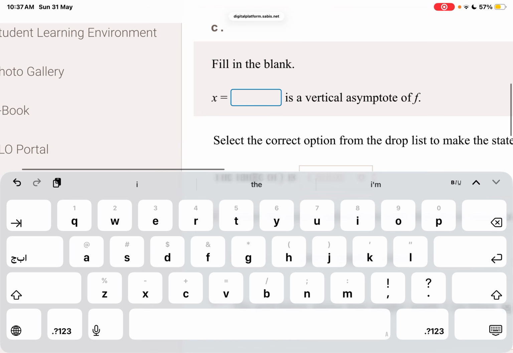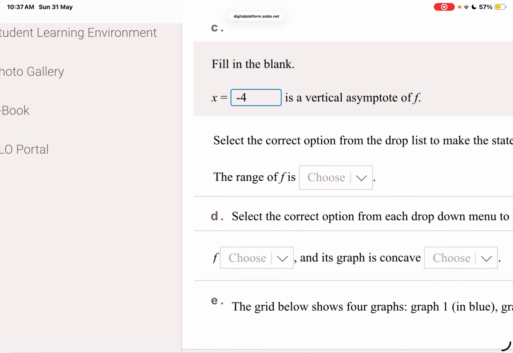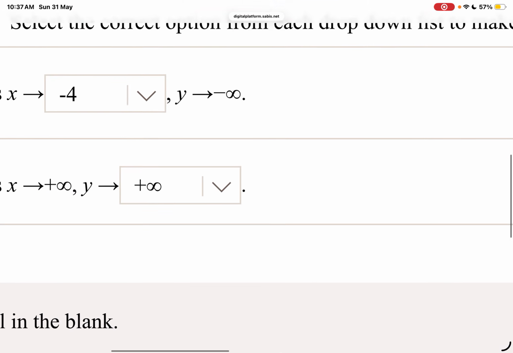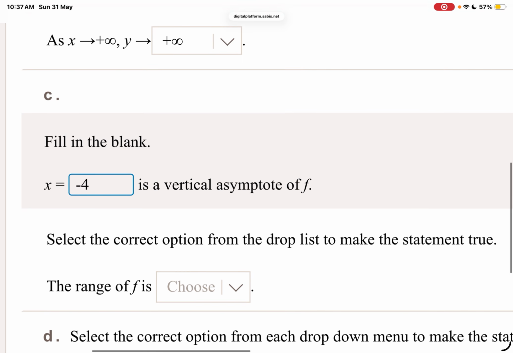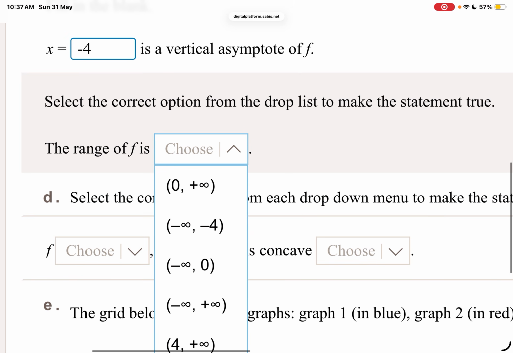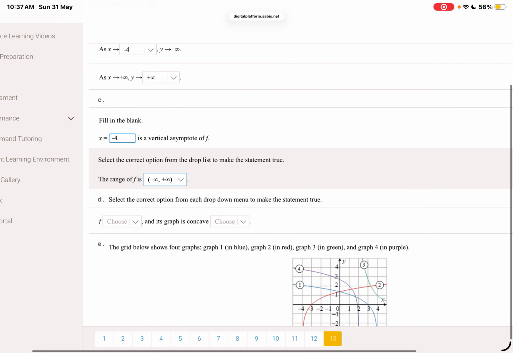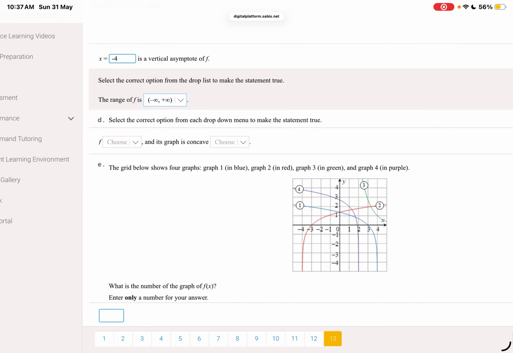To find the vertical asymptote, you just put it equal to 0, which is minus 4 as we did in part A. And then the range, the range will be the y's. Y negative infinity to positive infinity. So negative infinity to positive infinity. Part D, here it is better to just pick the graph and then do part D. So here find the vertical asymptote, which is negative 4.